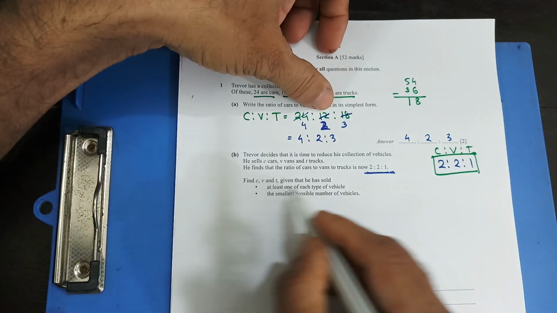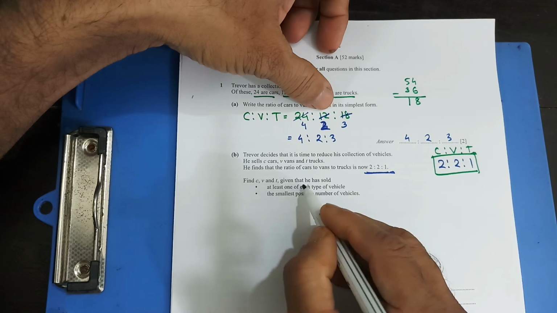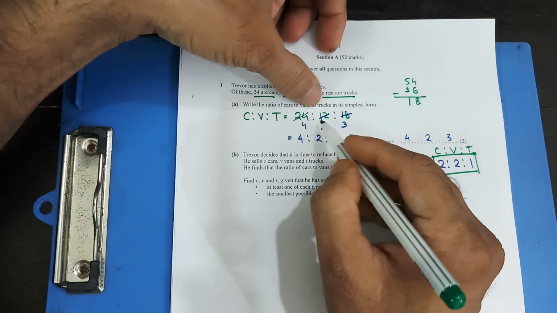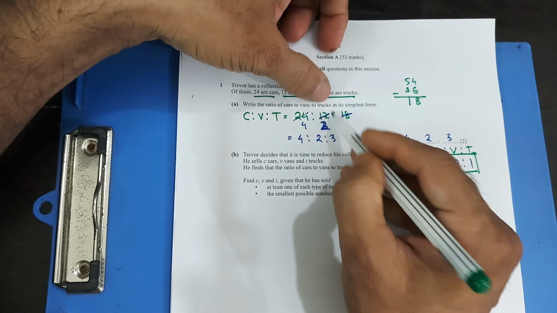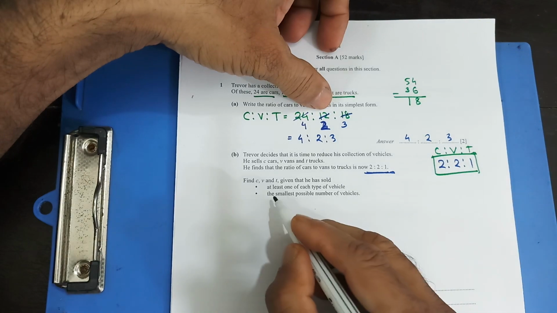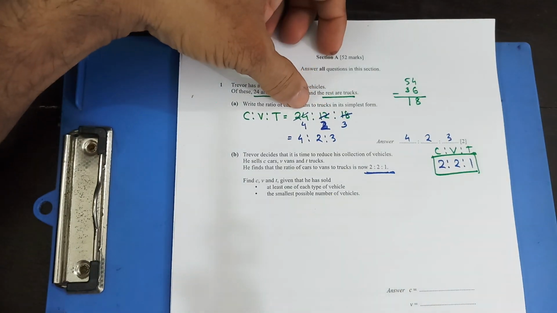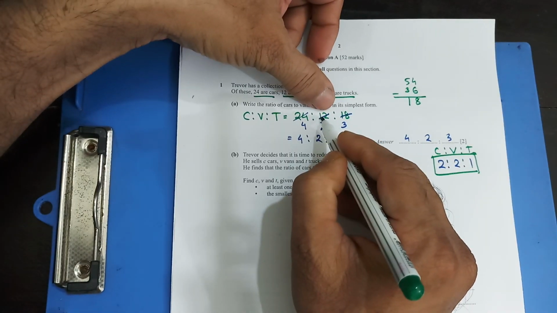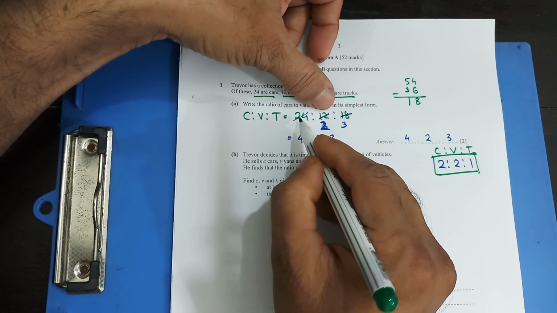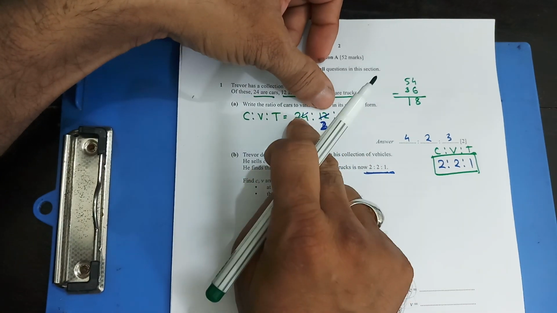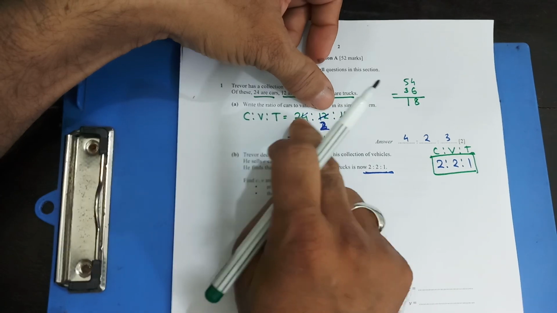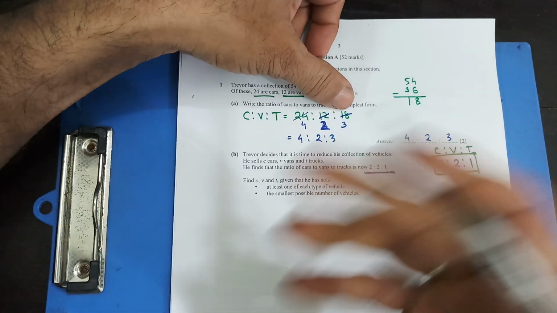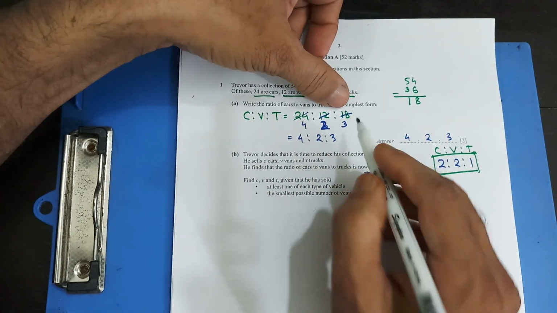Well, there is some other information given to find C, V, and T: he has sold at least one of each type of vehicle. So you cannot say he didn't sell any vans; it is at least one van. And then the smallest possible number of vehicles. If he sells one van, that makes it 11, and the cars must be 11 too. So he needs to sell 13 cars, because 24 minus 13 makes 11. Now, 11's half is going to be 5.5. He cannot sell 5.5 trucks, so we have to be careful with that.